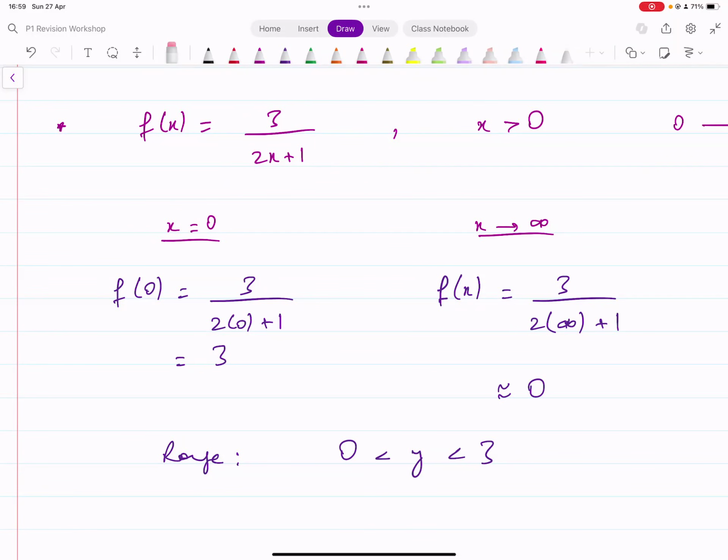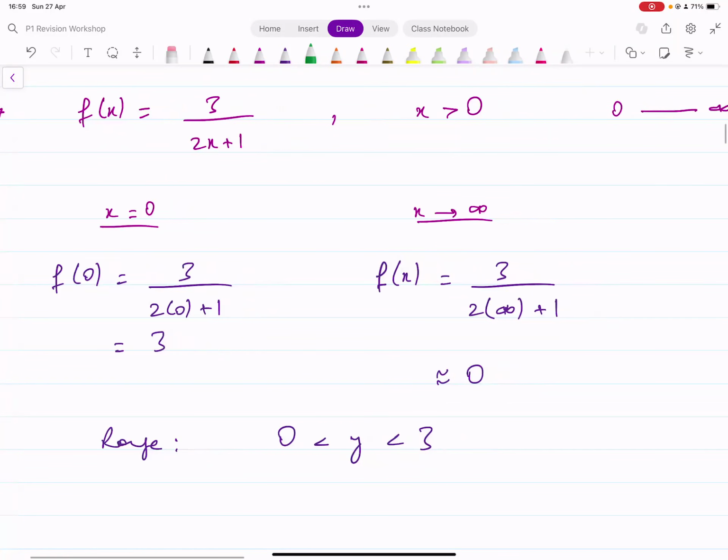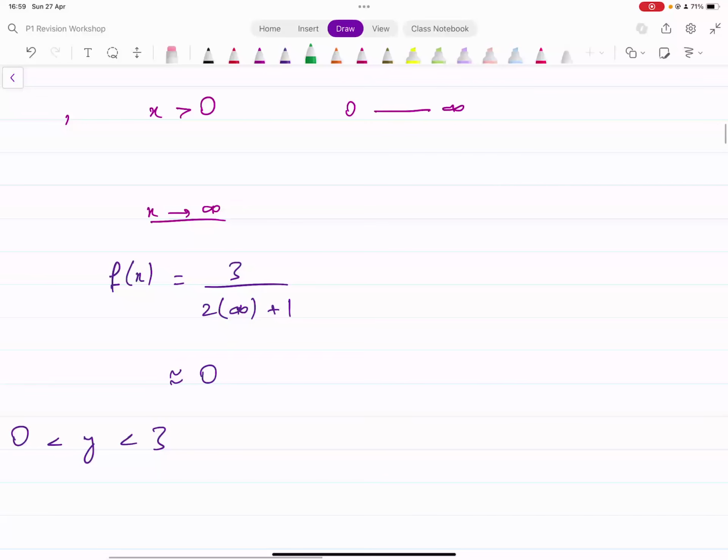Now, how exactly is this going to work? Let's say we've got a function like this. For reciprocal functions, if you have any function like this, 3 over 2x plus 1, and you're given the domain of the function that's x greater than 0, we think about the endpoints of the domain. If x is greater than 0, what does that mean? What's the minimum value for x? The minimum value for x is 0. What's the maximum value for x? It's greater than 0. So on the maximum side, it's basically going up to infinity.